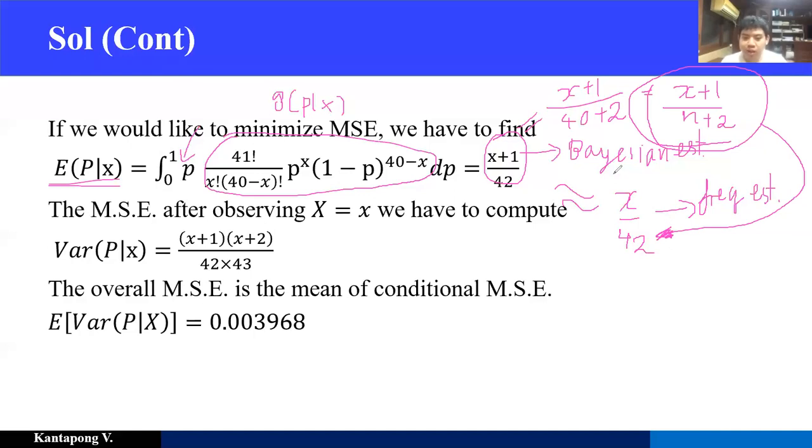Okay, so we need to calculate the MSE. The MSE after conditioning on X equal to a is this one. But this is not enough, because for different X we get different variance. What we are going to do is take the expectation of this. After we take the expectation of the variance, we get this one. It is a little bit smaller than 1 over 12. That is, by having X as a predictor, we can actually reduce the error.